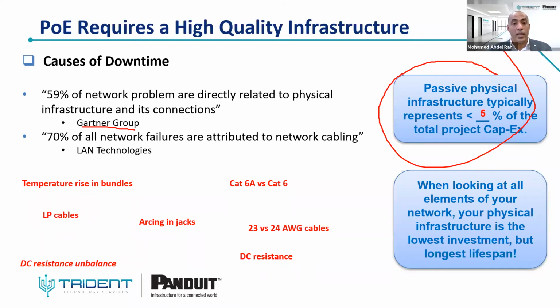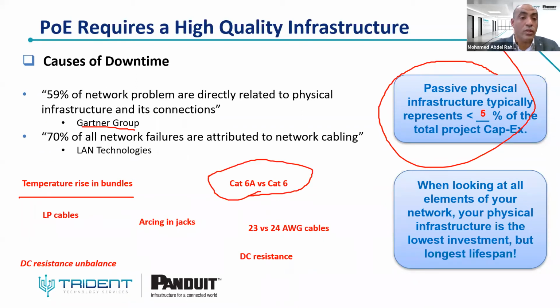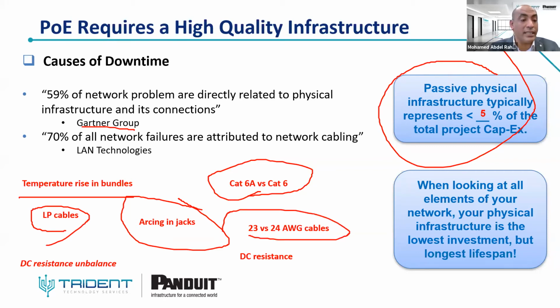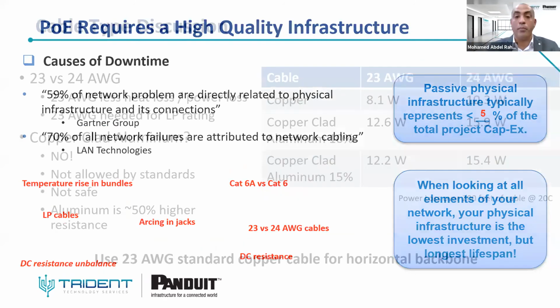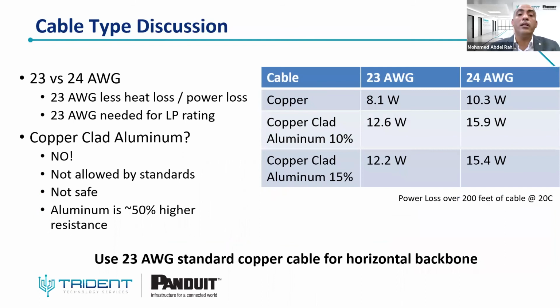So PoE requires a high quality infrastructure cable, starting with temperature rise. You need to understand which cable can be used. You need to understand the arcing that may happen on the jack. The LP cable, as we said before, is an optional certificate for the cable. You can use 23 or 24 AWG, and so on. The DC resistance imbalance, which we will discuss, is also very important. Here we will see the difference between 23 and 24.